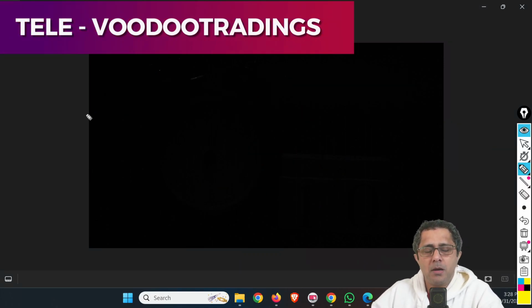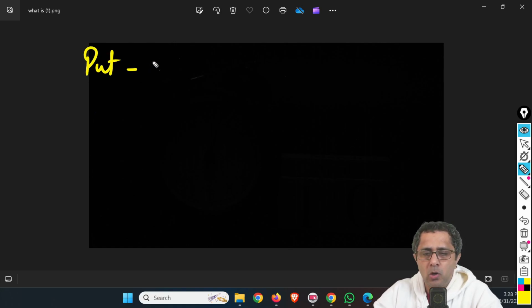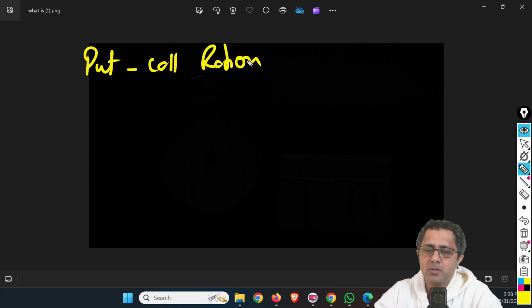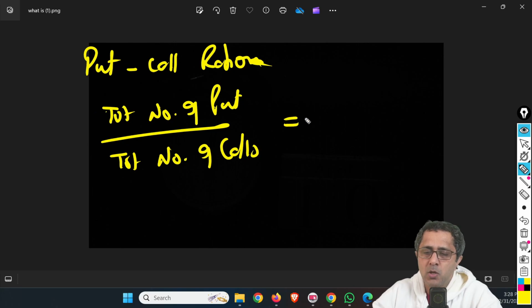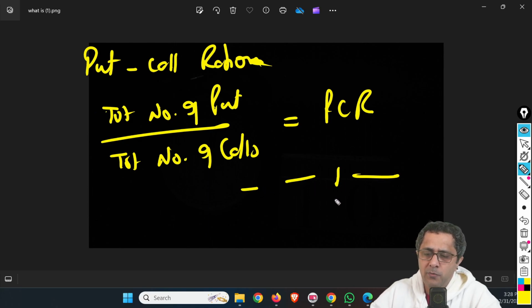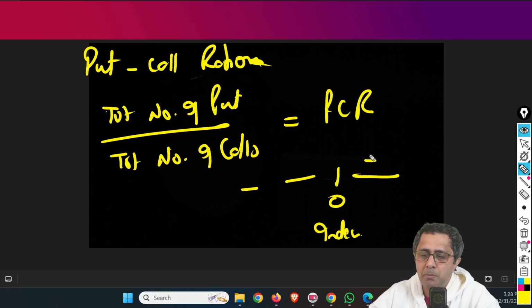First of all, let's understand what is PCR. PCR is put call ratio. In simple manner, total number of puts divided by total number of calls is known as PCR. Okay, so as we are dividing these numbers, of course we will get something which is 1, above 1 or below 1. So if the value of total puts divided by total calls is 1, then we generally say indecisive, and if it's above 1, we say positive.